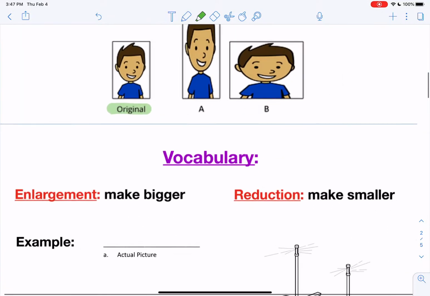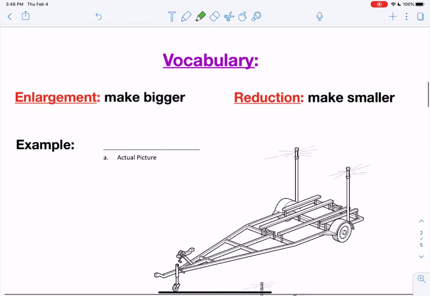Now, before we continue, there's a couple of vocabulary words that I want to go over. The first one is enlargement. Enlargement means to make bigger, and a really good hint to remembering that enlargement means bigger is that it has the word large in it. Okay, so enlargement, to make bigger. Reduction is to make smaller. Reduction, to reduce.